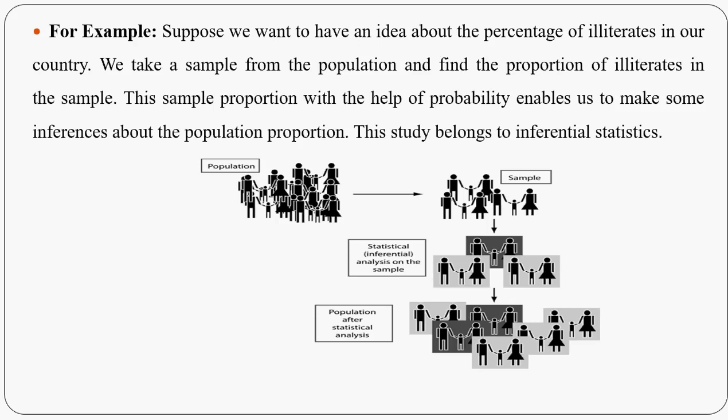This sample proportion, with the help of probability, enables us to make some inferences about the population proportion. This study belongs to inferential statistics. As I told you earlier, when you draw a sample from the total population or a set of group from the total population, that study is what we call inferential statistics. And the group which is drawn from the population is what we call sample.